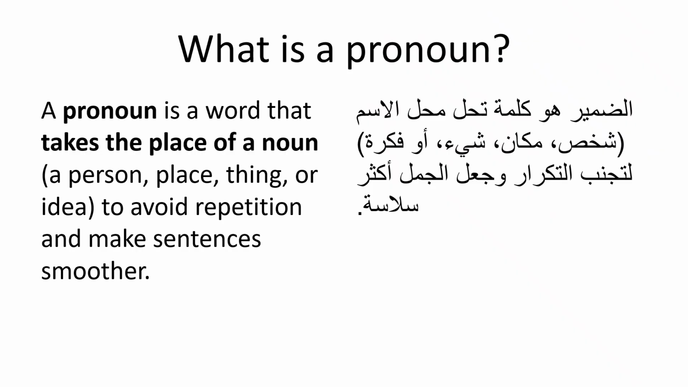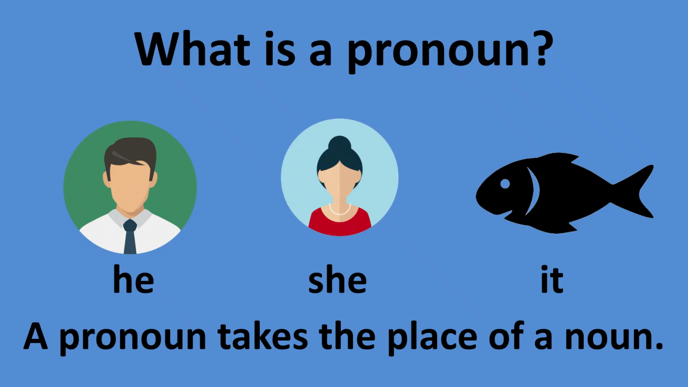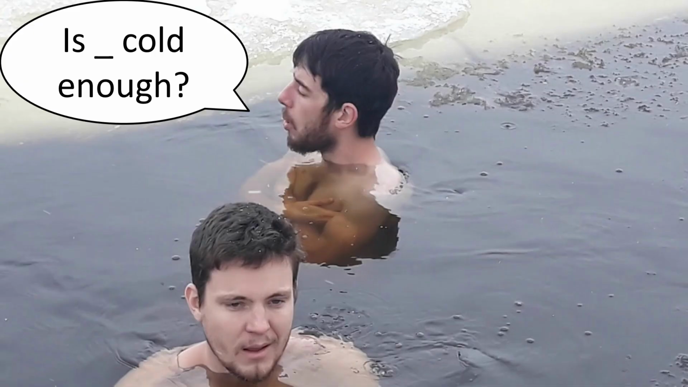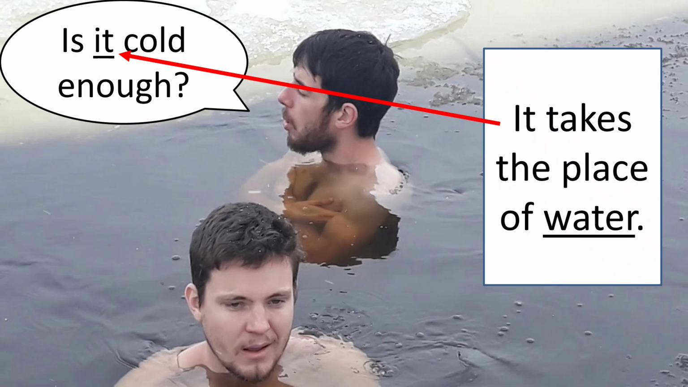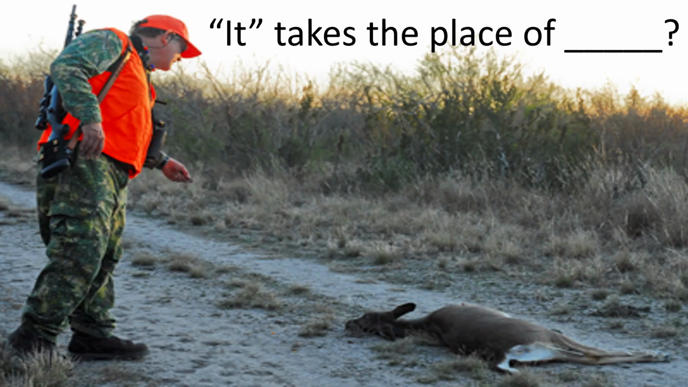What is a pronoun? A pronoun is a word that takes the place of a noun, a person, place, thing, or idea, to avoid repetition and make sentences smoother. A pronoun takes the place of a noun. It. Is it cold enough? It takes the place of what? It takes the place of water. Is it dead? It takes the place of animal.